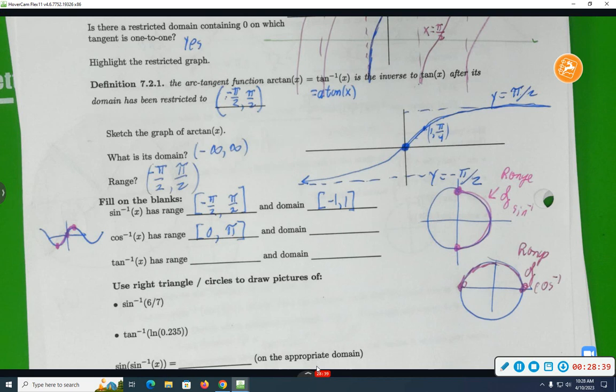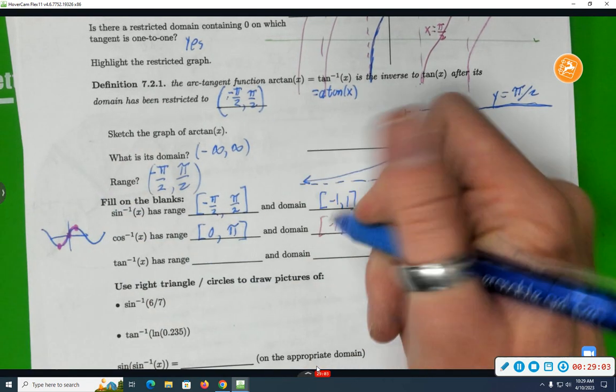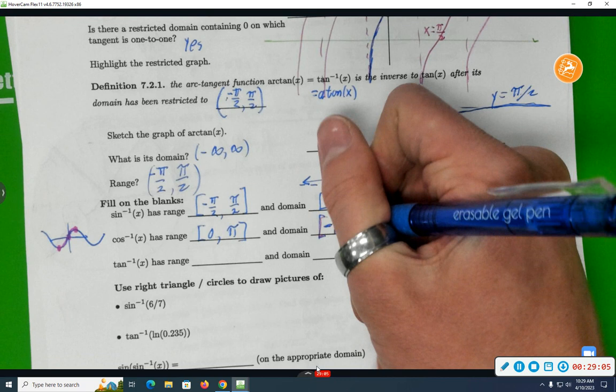What's the domain of inverse cosine? Also negative 1 to 1. The reason for that is, if I were to ask you, what's the inverse cosine of 140, you would say, well, that would have to be an angle whose cosine is 140. Cosine is never 140, so there's just no answer. I know I'm really bad with being consistent with colors, but I do try.